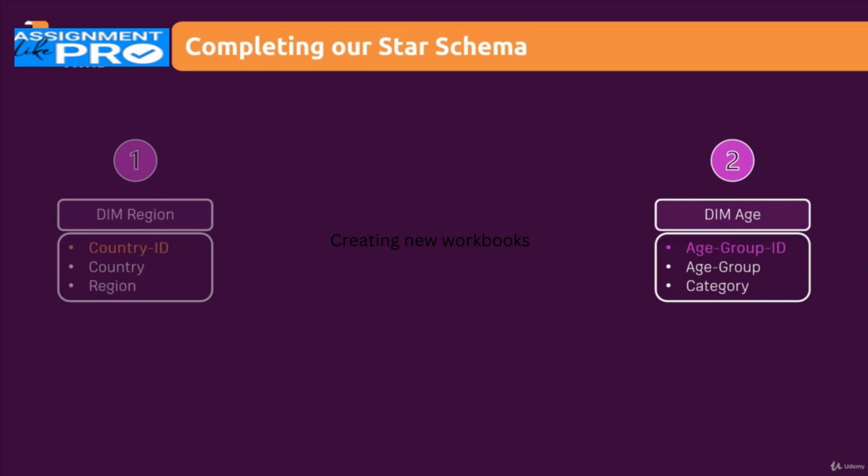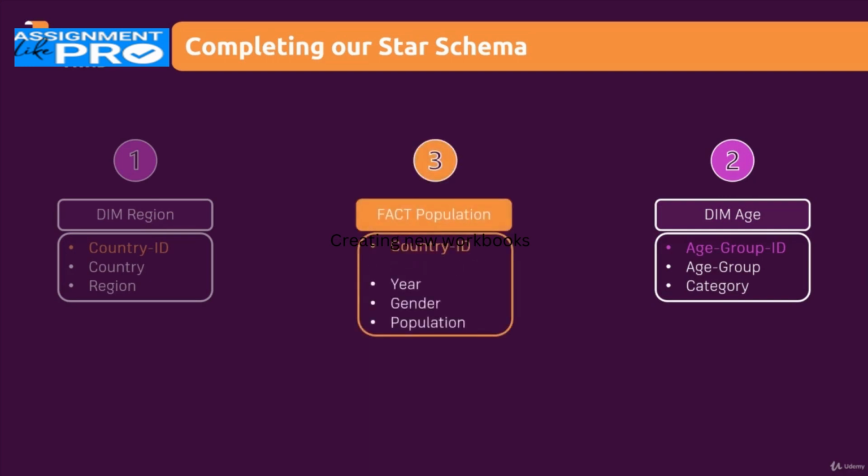And after this second step, we'll of course need our fact population table, which will then include the country ID and our age group ID to be connected to these two tables. And it will include information not related to the regions or the age, like the year, the gender, or the population count itself. So these are the next steps.